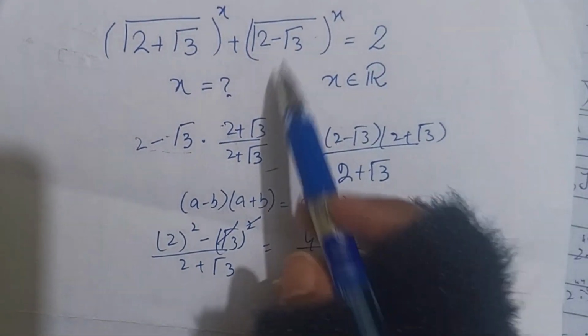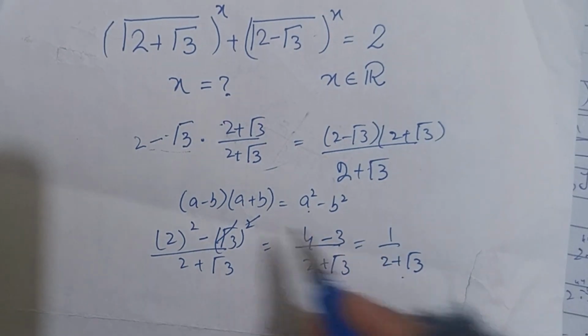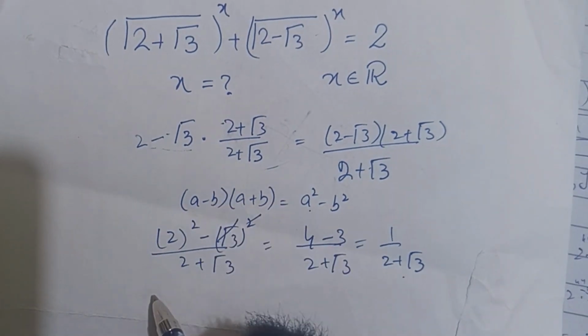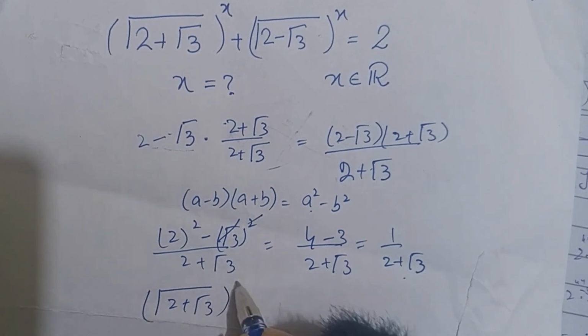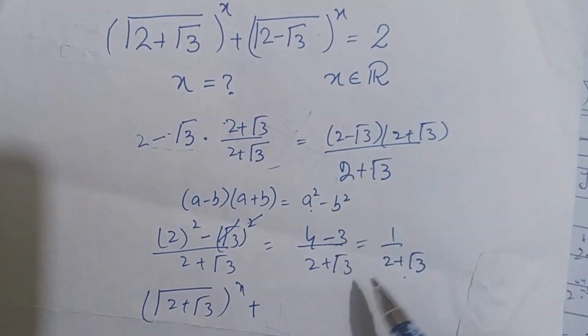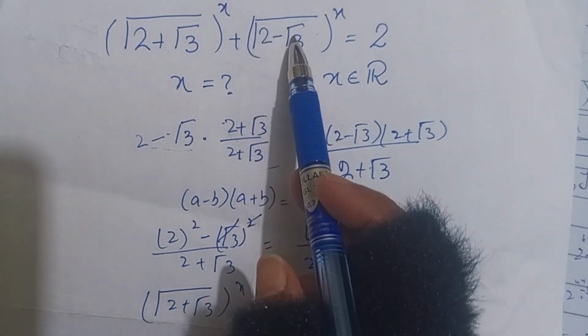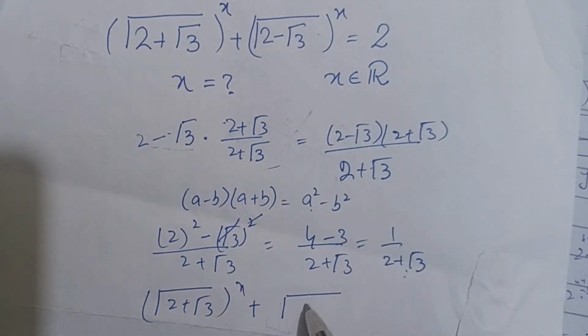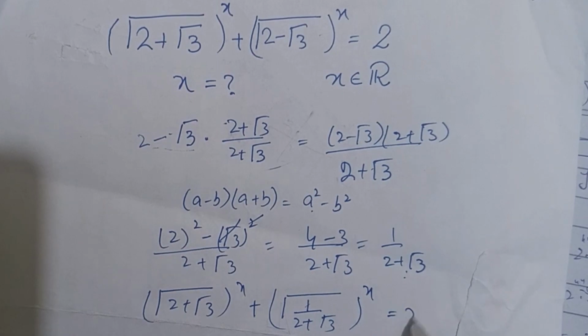Now in the next step, we replace 2 minus √3 by this value. So our question becomes (√2 + √3)^x plus, replacing 2 minus √3 with this value, (1 over 2 + √3)^x, equal to 2.